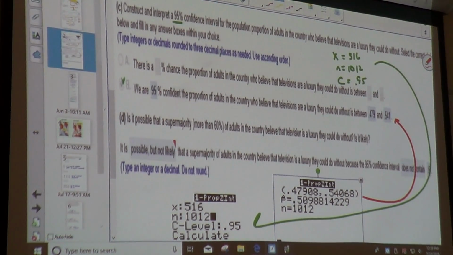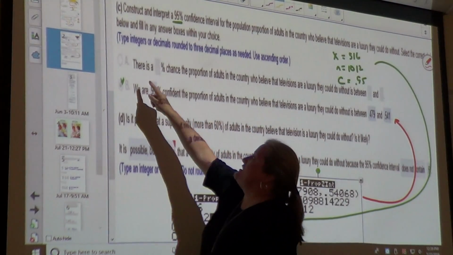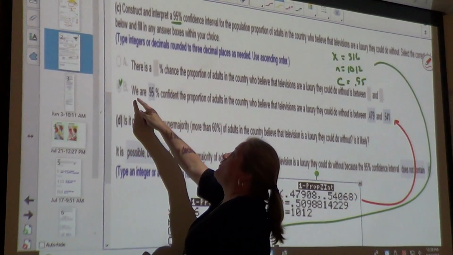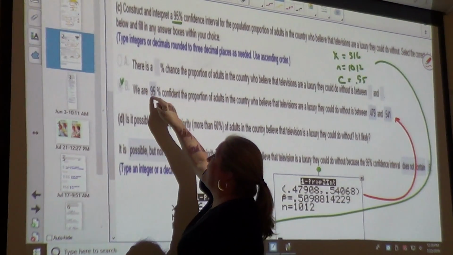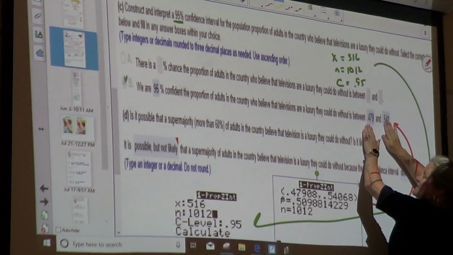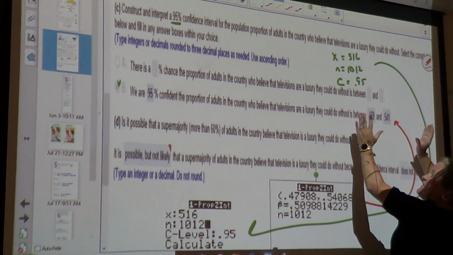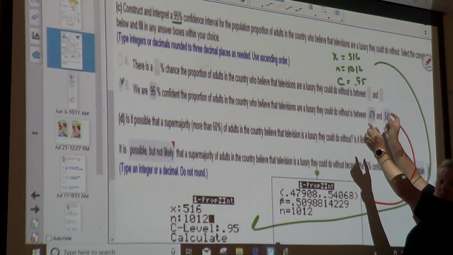That's where those two numbers are coming from. So that means I'm 95% confident. Now, is there a 95% chance, or are we 95% confident? That's the only difference between those. We are 95% confident that it's going to fall between this and this. So we're 95% confident that it's going to fall between 47 and 54%.